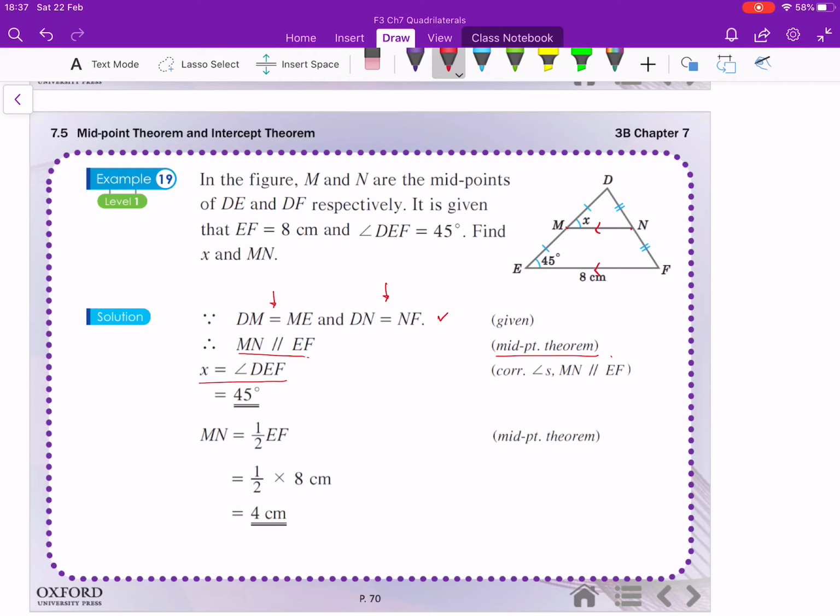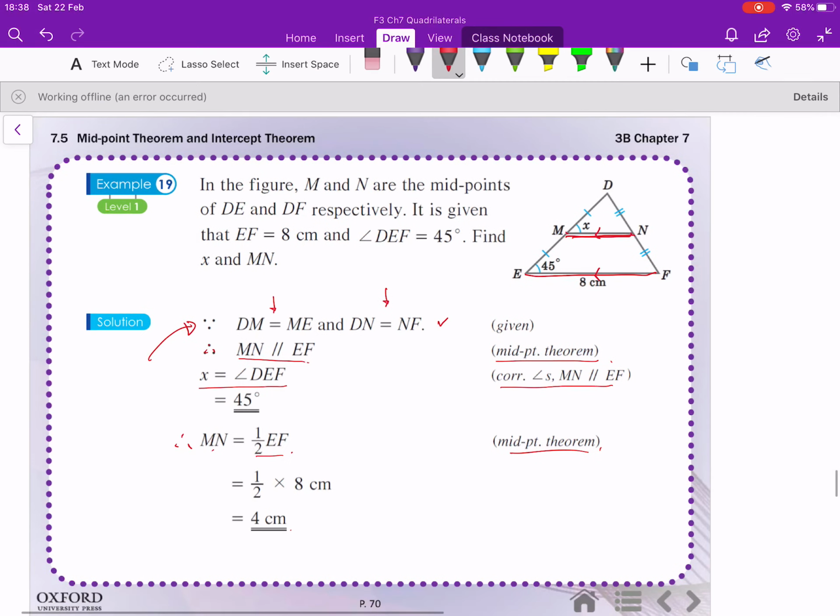That's why X equals angle DEF. The reason is corresponding angles. So X is 45 degrees. That finishes the first part. And the second part, the length of MN. This comes from the second result of the midpoint theorem. Similarly, M and N are midpoints, so the line joining them should be half of the base. So MN is half of EF because we stated the fact that M and N are midpoints. So you may use therefore to indicate that this is the first result, and also add a therefore here to indicate that this is another result from the same reason. So midpoint theorem again, and the answer for MN.